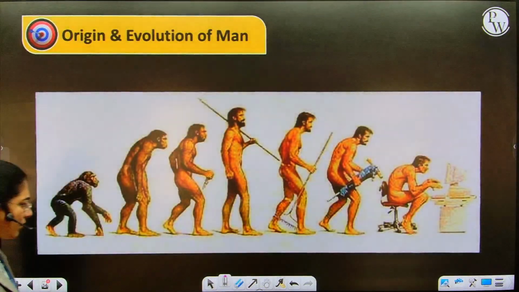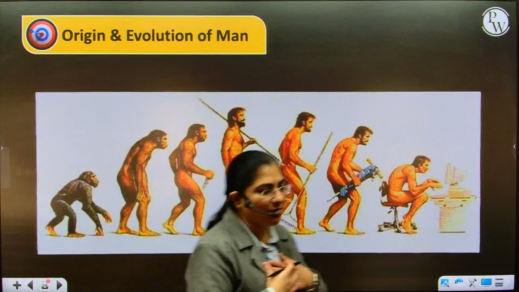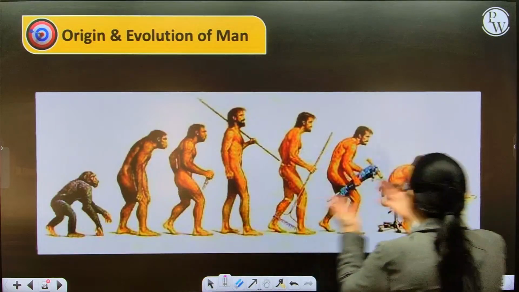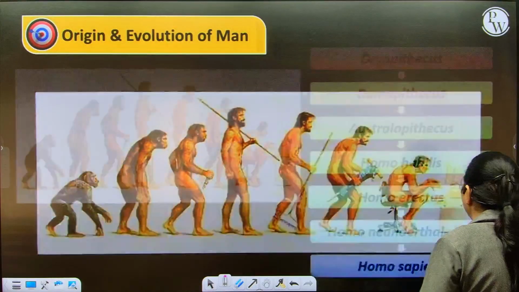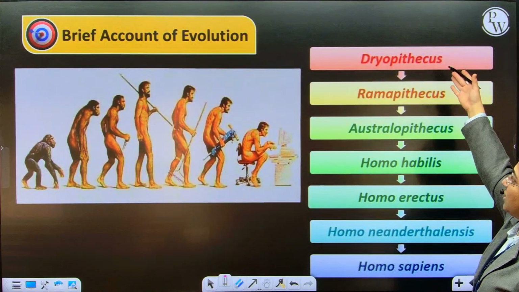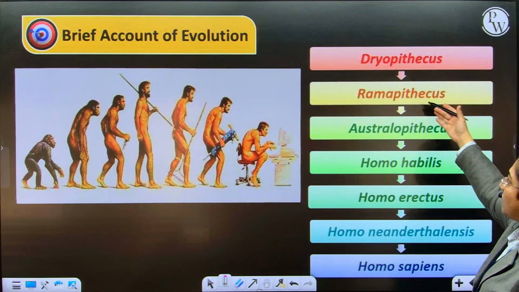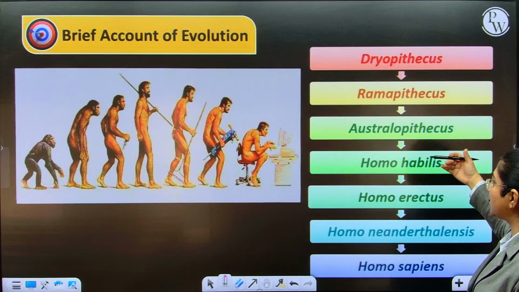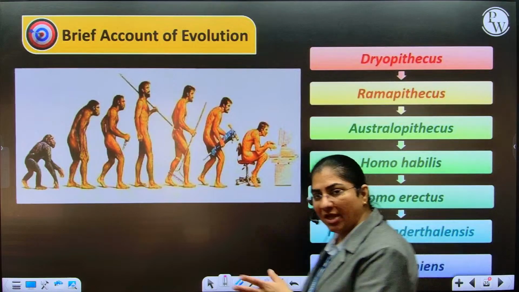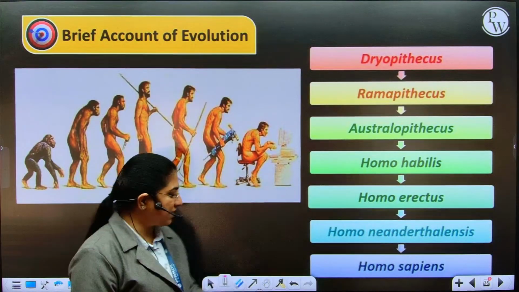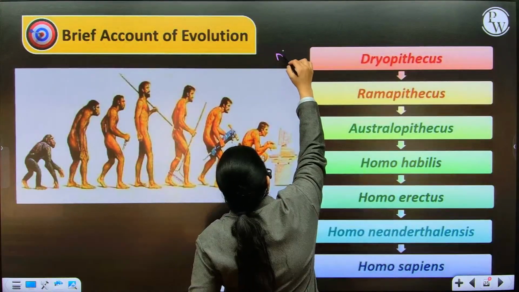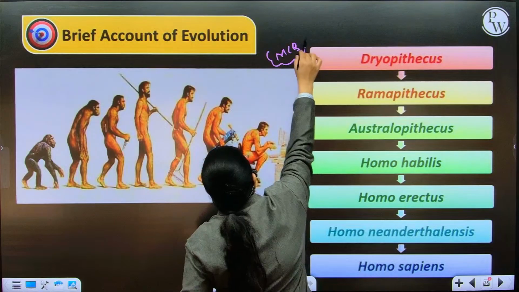And the last but not the least, we talk about ourselves, how did man evolve? So we eventually evolved, and now we are with the beautiful gadgets that we have. So what is the lineage? Initially originated were Dryopithecus and Ramapithecus, followed by Australopithecus, Homo habilis, Homo erectus, Homo neanderthal and Homo sapiens. This could be a question that can come as a lineage, as an MCQ, asking what is the correct order of the origin of man. So this can come as our MCQ.